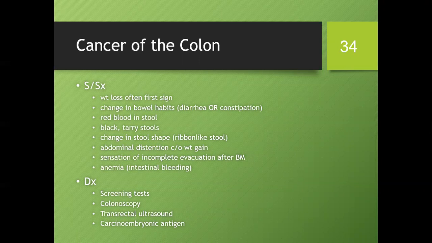Abdominal distension without weight gain, just from the growth of the cancer and associated inflammation. Sensation of incomplete evacuation. They always feel like they have to go potty even after they just had a bowel movement. And then anemia because of intestinal bleeding.